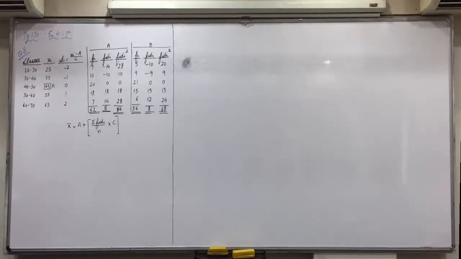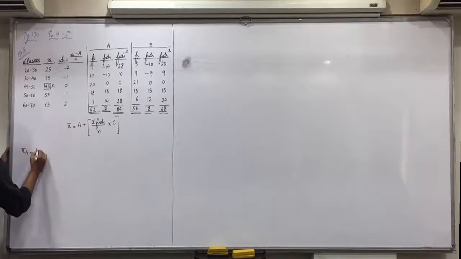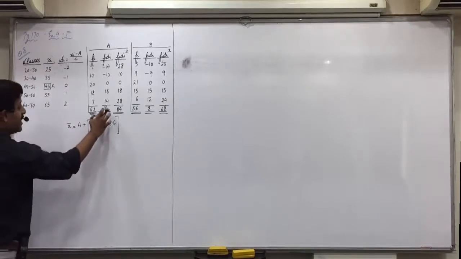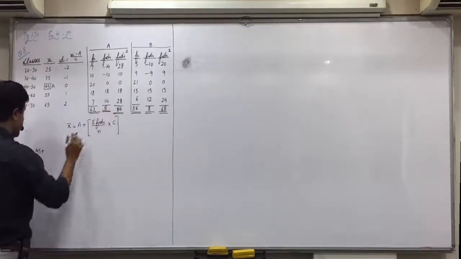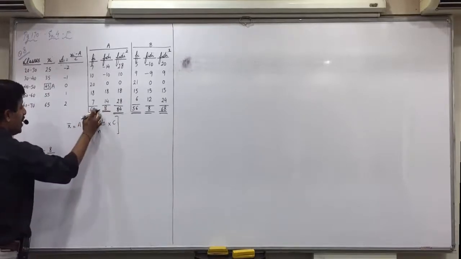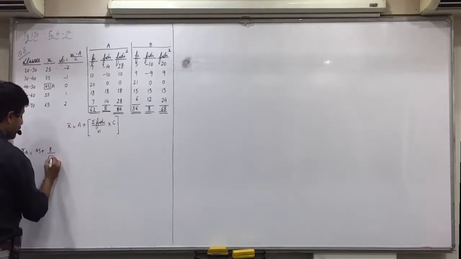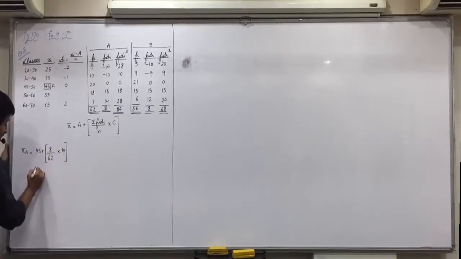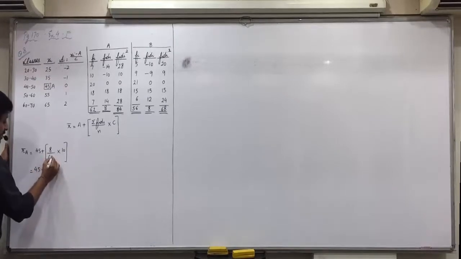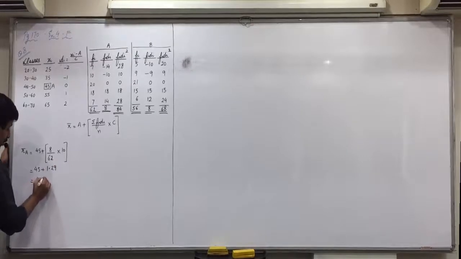Okay, continuous frequency distribution, so the formula is A plus sigma FiDi upon N into C. Any doubt with this? Left side we will solve it for A. X bar of A equals, now what is A, the assumed mean? 45 plus sigma FiDi for group A is 8 upon N for group A, total of Fi, 62, and class length is 10. So 45 plus, now do 8 into 10, 80 divided by 62, 1.29. So 46.29.